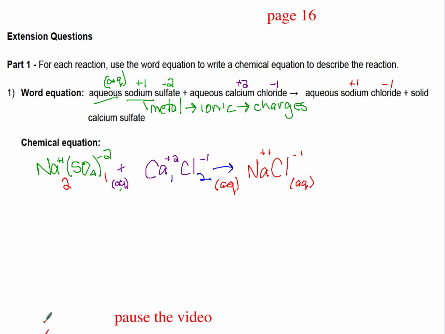And then salt plus. And then here we have solid calcium sulfate. And again, calcium we already looked up, plus 2, sulfate we looked up, minus 2. So it's going to be Ca, and again, SO4. And here it's the solid.